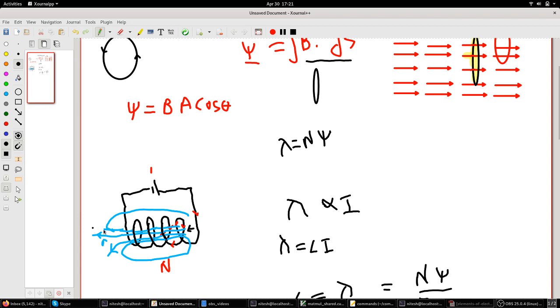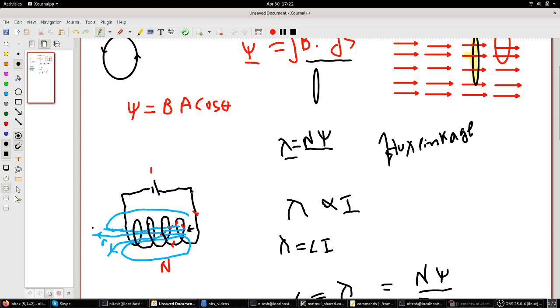Now since there are n turns, every turn will have some flux coming out. So n into psi is going to give me a new term, which is called flux linkage. If there are n turns, the flux through one turn into n turns will give me the lambda. Now this lambda is directly proportional to I, that is creating that B.